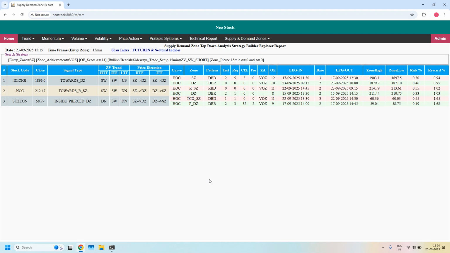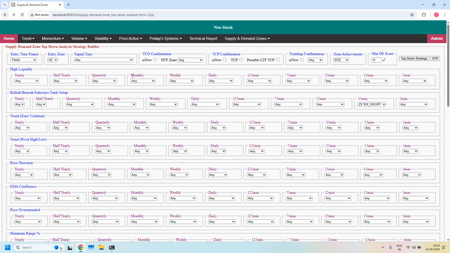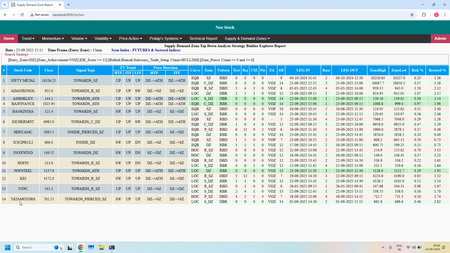Okay, next let us generate a bullish trade setup for daily income trade. So the changes are 15 minutes demand zone and here bullish, and minimum odd enhancer score should be 12. Let's filter. We got 14 stocks supporting bullish trade setup for daily income trade, and entry time frame zones are 15 minutes demand zones. So like that, in total we got 14 stocks.